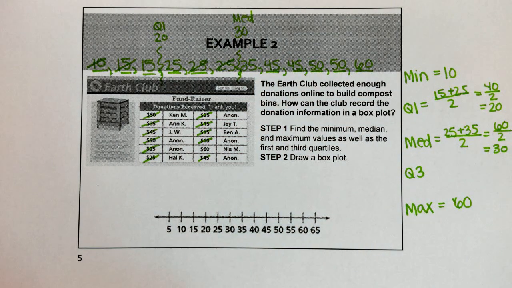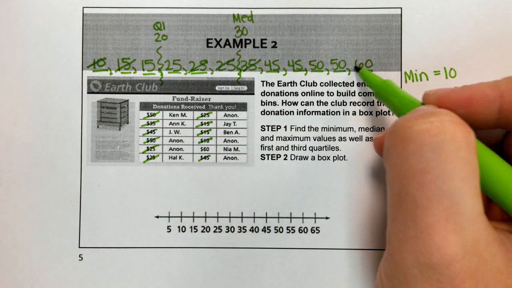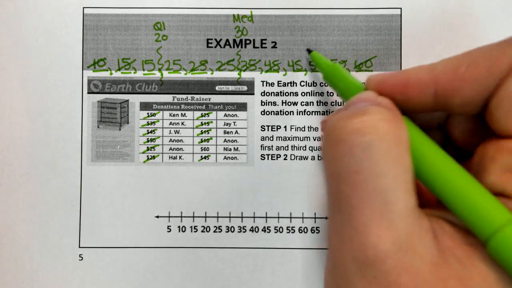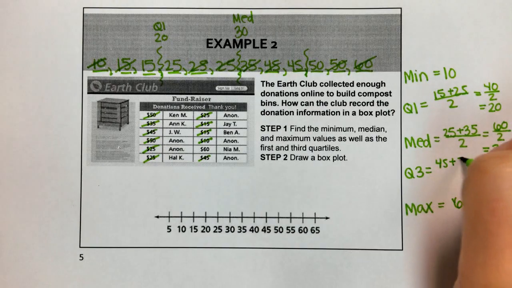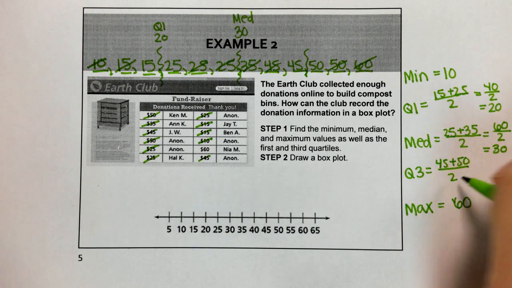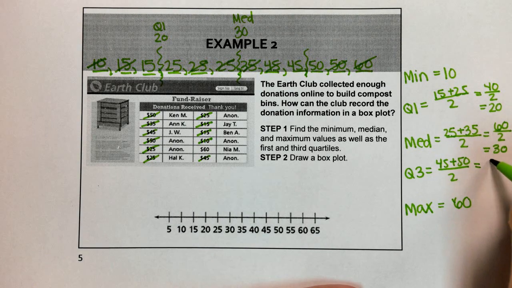Now I have to do the same thing on the right. Left, right, left, right, two numbers in the middle. So I'm going to add 45 and 50 together and divide by 2. So I get 95 over 2.